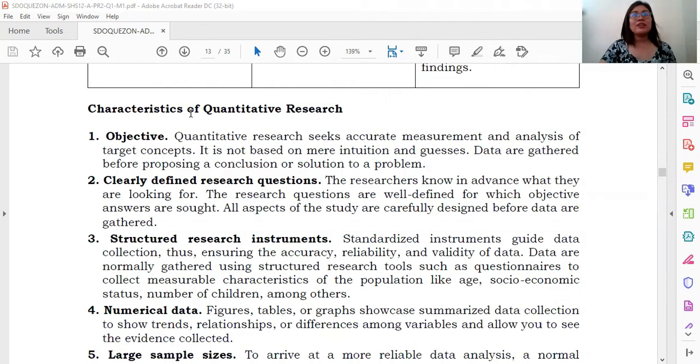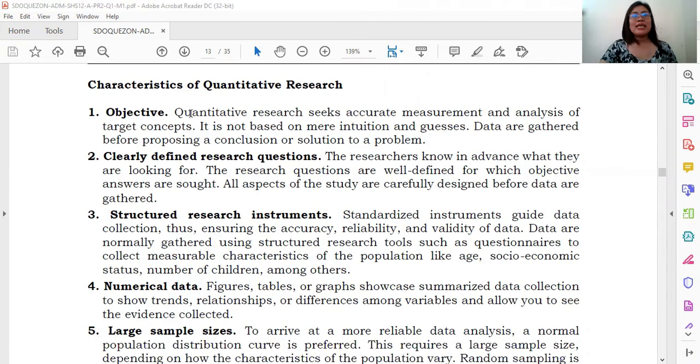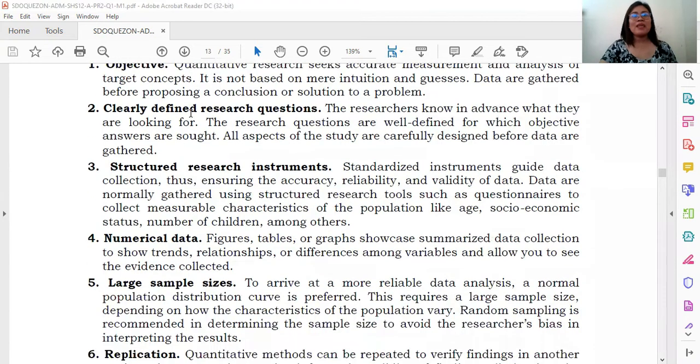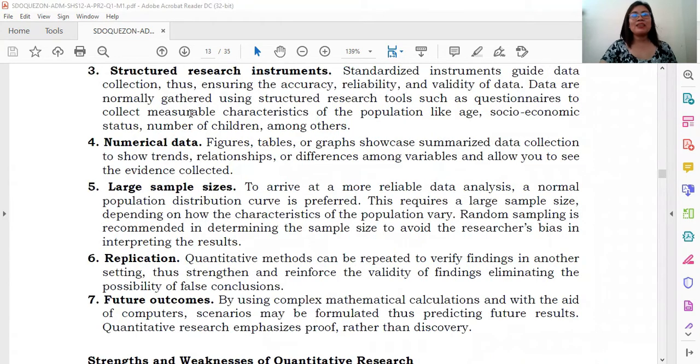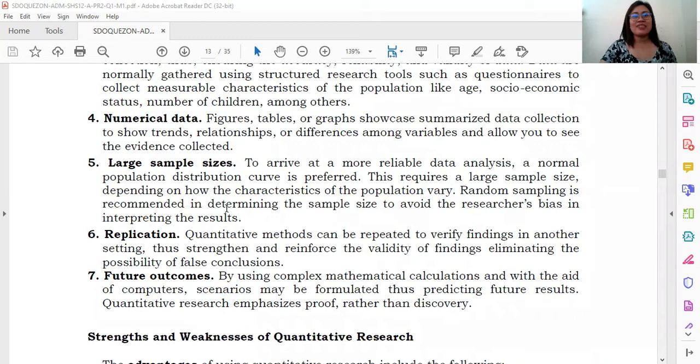It has clearly defined research questions. It uses structured research instruments. It uses numerical data. It uses large sample sizes, and it can be replicated, or it has the characteristic of replication, and it can be used for future outcomes.